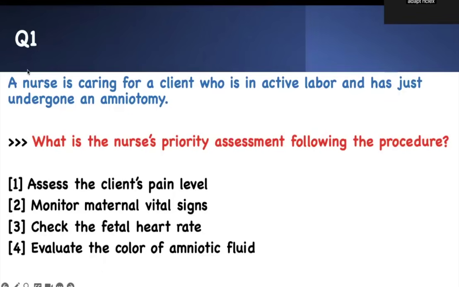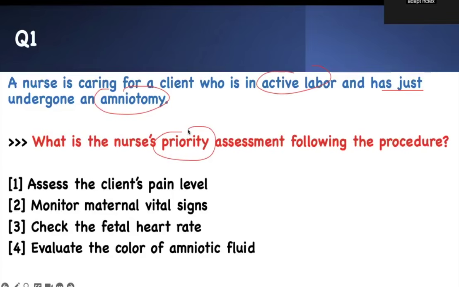They said a nurse is caring for a client who is in active labor and just had an amniotomy. What is the problem? Amniotomy is if you cannot spontaneously rupture your membrane, the doctor will do it for you. So the doctor basically broke your water, broke the membrane, and the amniotic fluid came out. What is your next priority action? This is the same as somebody who has spontaneous rupture of membrane. What do you think should be your priority in this situation?